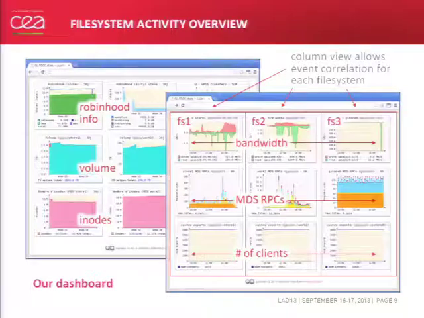Writes are in red, reads are in green, and below that we have the metadata operations. It's MDS RPCs. So, for each file system, we can correlate a peak in RPCs with a peak, or no peak, in bandwidth, so it gives us some information. We also have the number of clients mounted on the file system. In another view, we have some Robinhood information, the volume of each of our file systems, the number of inodes, and so we can keep a look at the evolution of the usage of the file system and at what's going on.